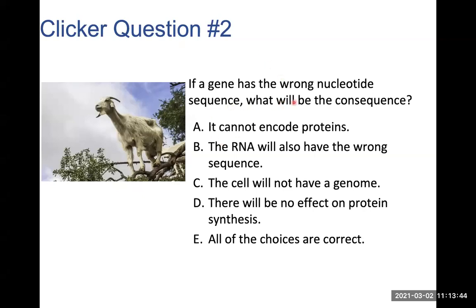So if a gene has the wrong nucleotide sequence, the RNA will have the wrong information. Therefore, it's not going to be able to make the protein. So this is the end result. It cannot encode the protein. The RNA will still be able to copy the information, but it's going to be wrong information if the gene has the wrong information. This is true, but this is the end result. You cannot make the proteins, and that's what you need at the end of the day.